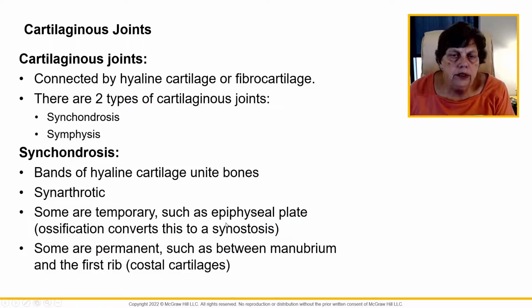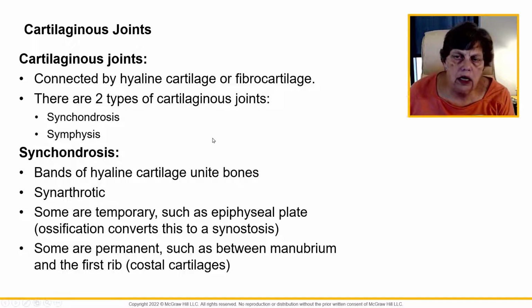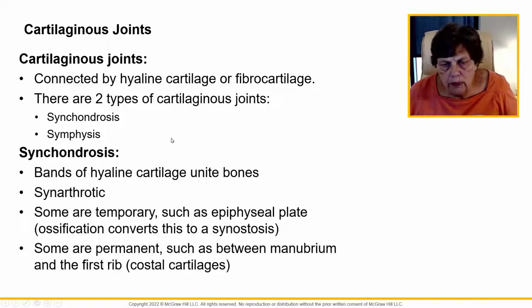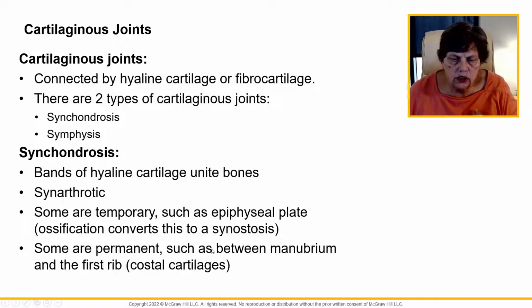Okay, and your cartilaginous joints, these are connected by hyaline cartilage or fibrocartilage. There are 2 types of these. Again, you can see this chondro in there because it's cartilage. So synchondrosis or symphysis. The synchondrosis is a band of hyaline cartilage that unites the bones. Basically, some of these are temporary, such as an epiphyseal plate. Some of them are permanent, such as between the manubrium and the first rib, the costal cartilage.